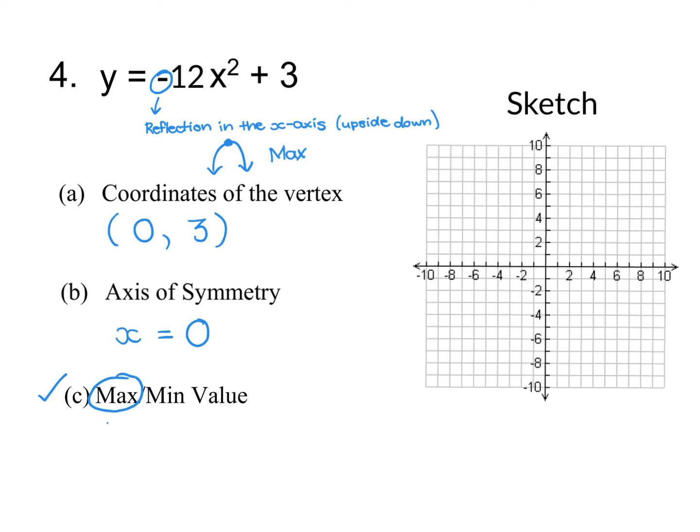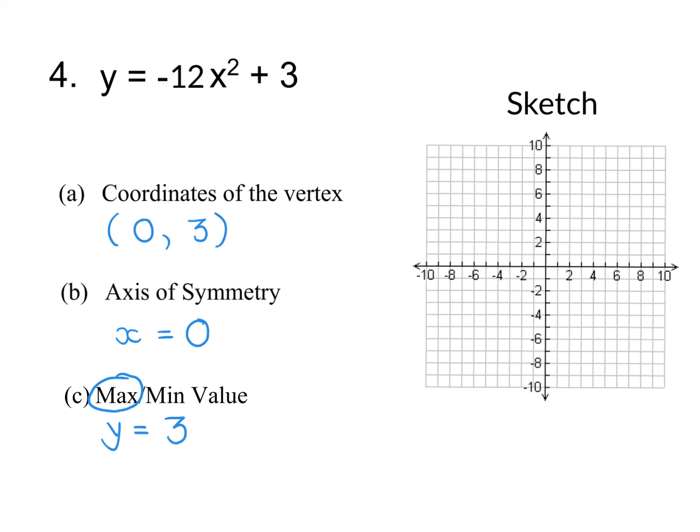Okay, now let's write the actual value. So y is equal to, again, you can just look at the y value of your vertex. That is your max value. Or this positive 3 also is just your max value. So our max value is y is equal to positive 3. All right, now let's move on to sketching.